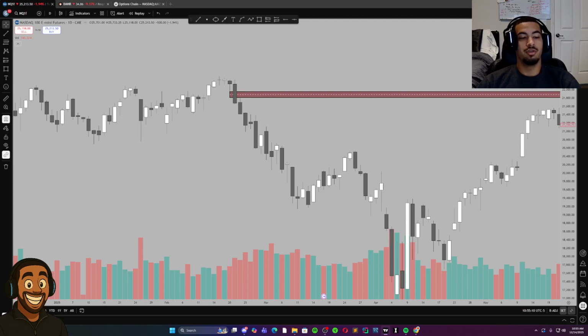Filter 3 is confirmation entry. Instead of entering on a tap, wait for a shift of structure, like a minor break of structure, a higher low, a lower low or lower high, or a strong rejection candle from inside the gap. This is how you stop getting trapped.